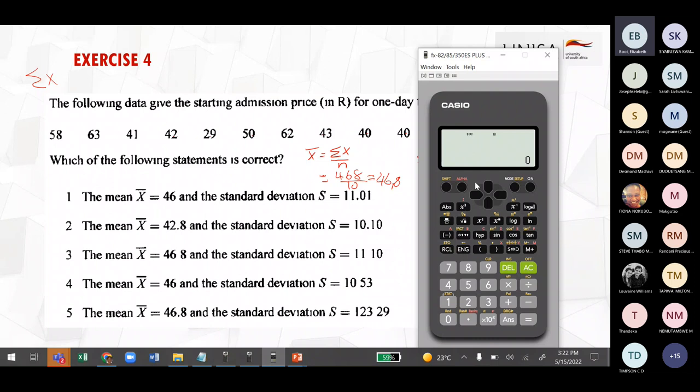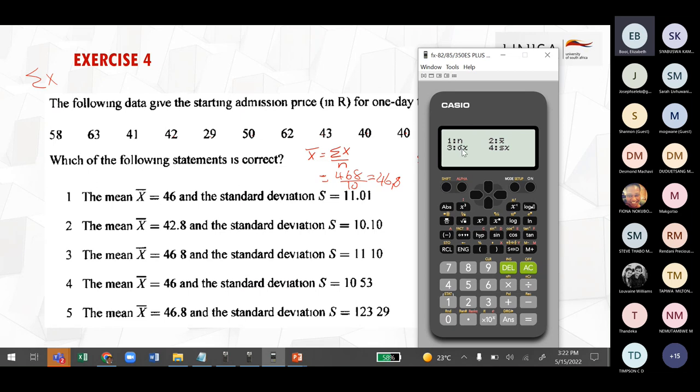So if I go back, shift, stat, and there is a 4 var, there is where you will find some of the descriptive statistics. So if I press button number 4, there I can see my sample size. If I press 1, it will tell me that there are 10 values in this data. Number 2 is your X bar, which is your mean.